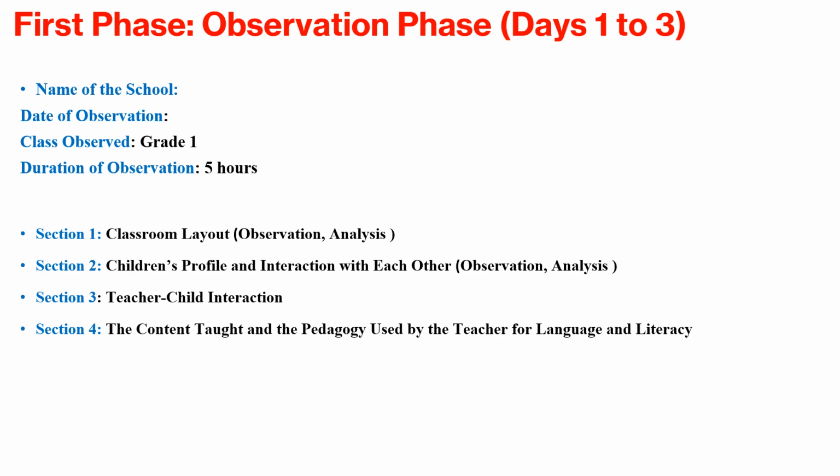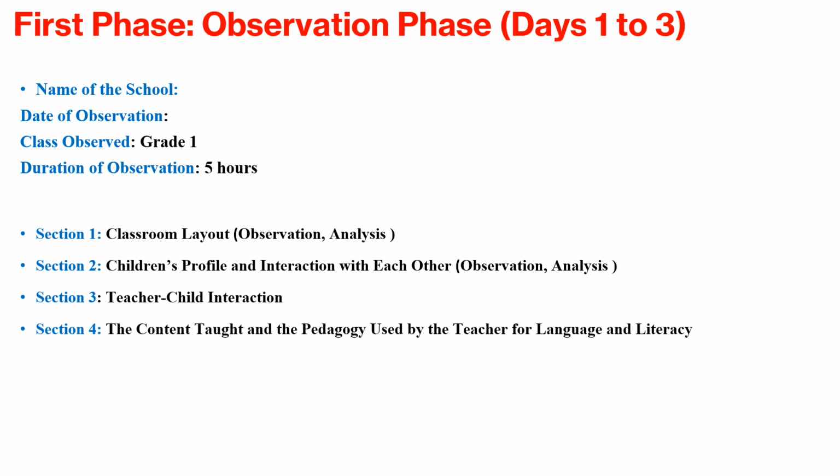So section 1 is classroom layout, how the classroom is arranged. Whether it is a typical classroom with straight benches, whether the benches are in a circle, or whether a specific shape is given for specific activities. You have to write down what you observed in that school and your analysis.